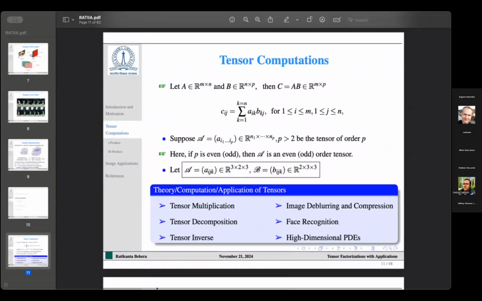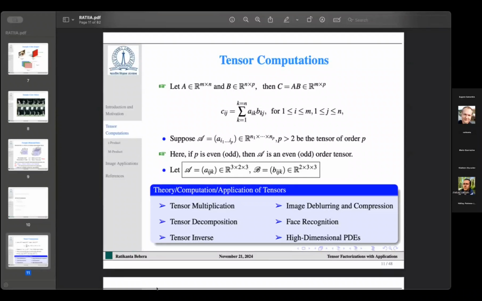Now it's okay. Okay. Suppose A is a tensor, sorry, A is a matrix and B is a matrix. So the product C is a multiplication of A and B, and it is easy to find. There is one specific way of multiplication: C(i,j) equals A(i,k) times B(k,j).